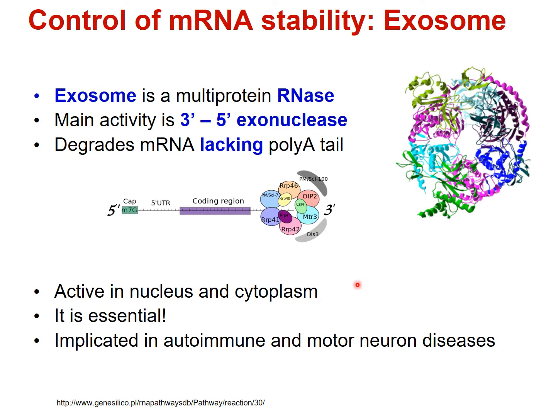Okay, just a little note about the exosome. This is the last thing to mention here, that this is a multi-protein RNase, and here's the structure of it. You don't need to know all these components here. Its activity is to degrade messenger RNAs in the 3' to 5' direction, and degrade messenger RNAs that are lacking a poly A tail. Now, the thing that's important is that this is an essential component, this exonuclease, so it performs an essential function, and it has been implicated in autoimmune and motor neuron diseases. Okay, so that's where I'm going to stop, and we'll pick up with the next lecture soon.